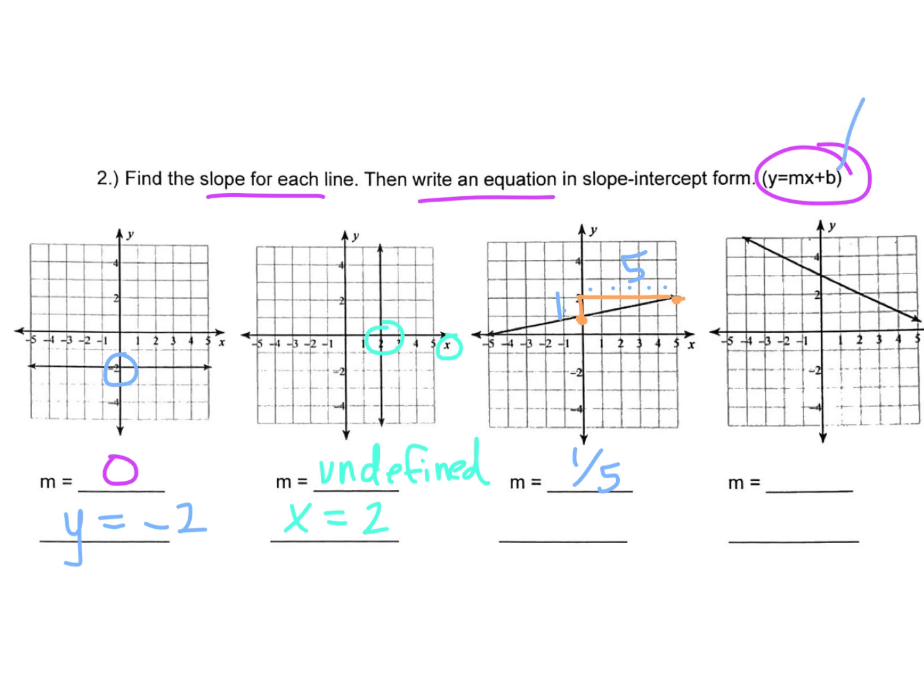Also, in the equation, I need the b. That's the vertical intercept or the y-intercept, the place where it crosses on the y-axis. This one crosses at a +1. So my b is a +1. Now I just put both those things into my equation. Y equals 1/5 x plus 1.